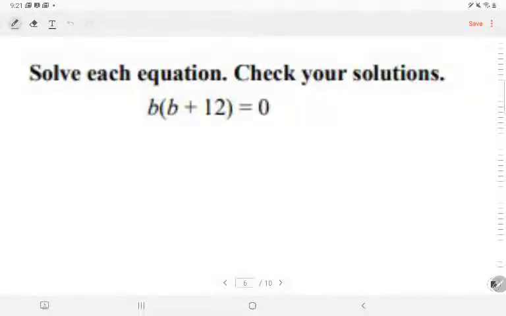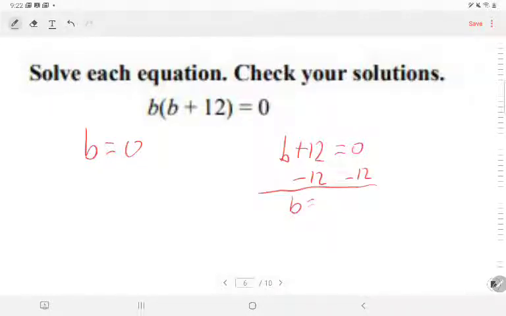So here's one. Check your solution. So we have b times b plus 12. So my two factors would be b and b plus 12. I set them both equal to 0. Well, obviously the first one is just b equals 0. We have to subtract 12 from both sides, and b equals negative 12.